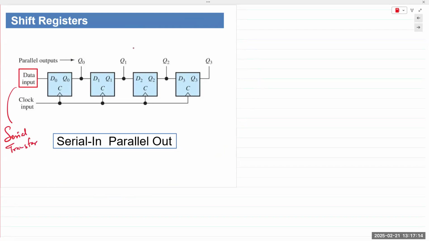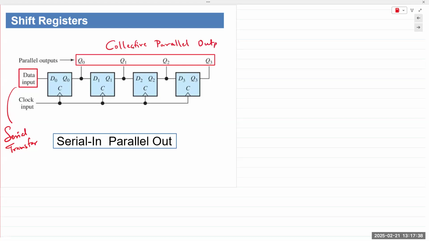Meaning the bit gets sent over one single wire, and the output is taken collectively across these. And so output is now in parallel, all at the same time. Okay, all at the same time.